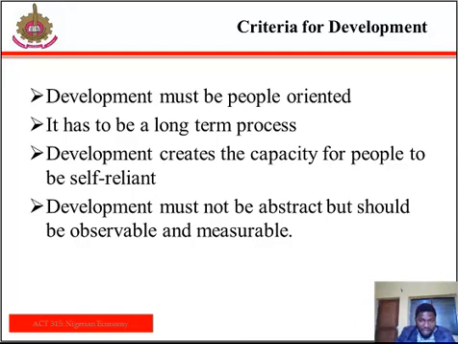It should be observable and measurable. Development is a thing that we must see, and it should be measurable. We said that development is a long-term process. If it is not measurable, we will not know where we are in the process. However, since it is measurable, we can know where we were, where we are, and where we are going.